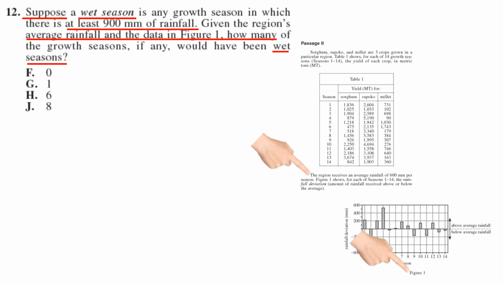Number 12 is a suppose question. Anytime you see suppose or if, you're going to have to take the data that's presented and make an extension of the knowledge to draw a conclusion. So suppose a wet season is any growth season in which there is at least 900 millimeters of rainfall. Given the region's average rainfall and the data in figure 1, how many of the growth seasons, if any, would have been wet seasons? We're going to use this information, figure 1, and the explanation of figure 1.